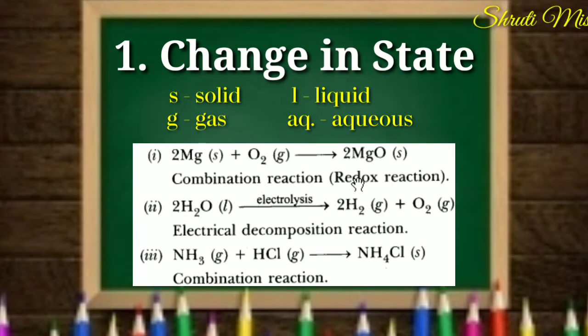Now the second example is H2O. After electrolysis we get hydrogen and oxygen, while H2O is in liquid form and hydrogen and oxygen are in the gaseous state. So this is the change in state. Similarly, in the third example, NH3 is in gaseous state and HCl is also in the gaseous state, and both of these are reactants. After the reaction what do we get? NH4Cl. It is the product and it is in the solid state. So this is known as change in state.